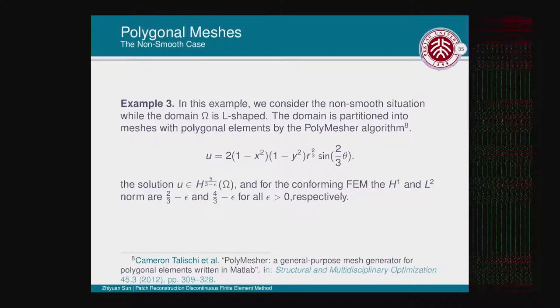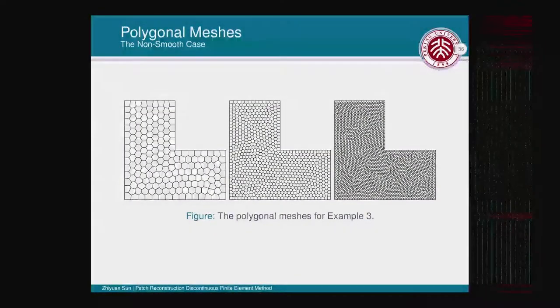And here is the example for the non-smooth case. The computational domain is the L shape, and this function has a singularity at the zero point of the mesh. For the conforming finite element method, the convergence order is two-thirds minus epsilon for the H1 norm, and for the L2 norm it is four-thirds minus epsilon, for any epsilon greater than zero. And this is the mesh we used, which is generated by the PolyMesher algorithm.